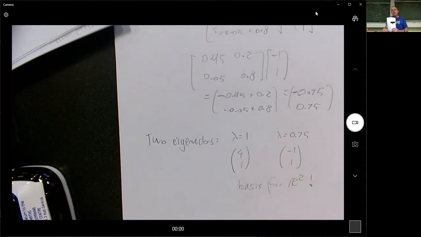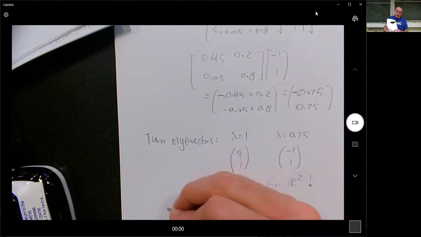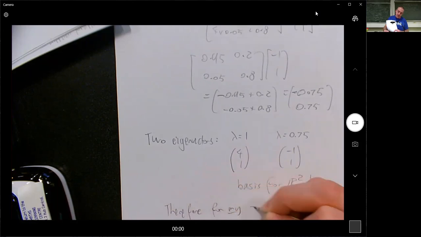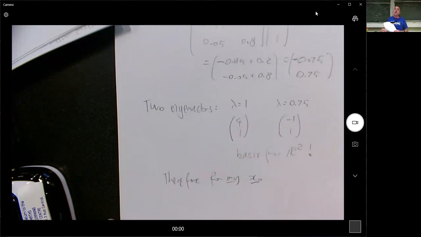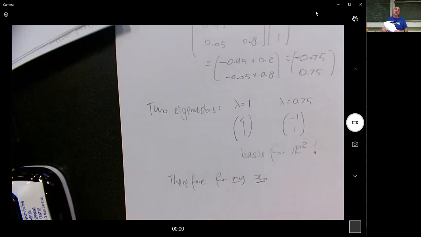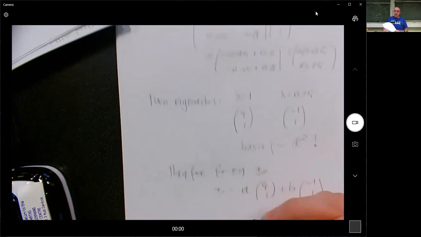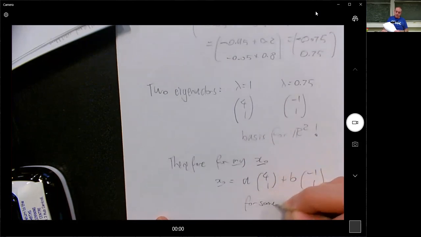Which means that no matter which vector I have, I can write it as a combination of these two. So for any vector x naught that I could have started with to describe how many people were in the city and the country, x naught would be a times 4, 1 plus b times minus 1, 1, for some a and b being real numbers. I don't know what they are, but they do exist. I choose not to find them because I don't know what x naught is anyway.